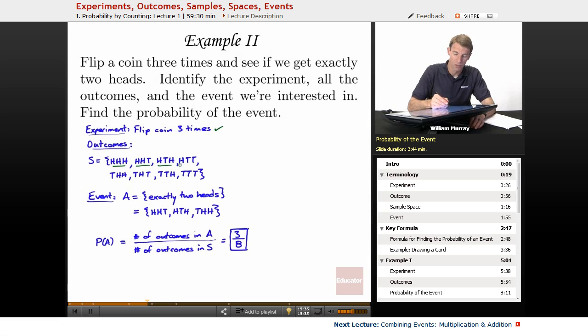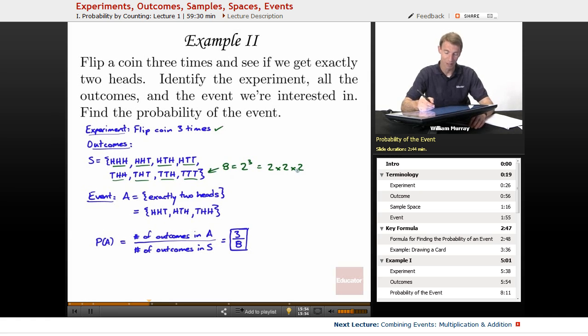I kept track of the first flip, the second flip, and the third flip. And so there were 8 possible outcomes. And remember I said that came from 2 cubed, because there are 2 things that can happen on the first flip times 2 things that can happen on the second flip times 2 things that can happen on the third flip.